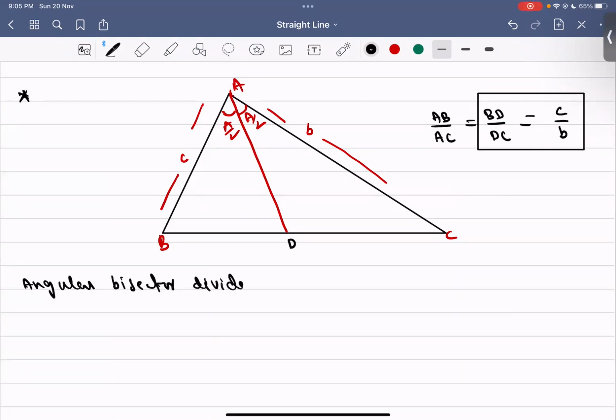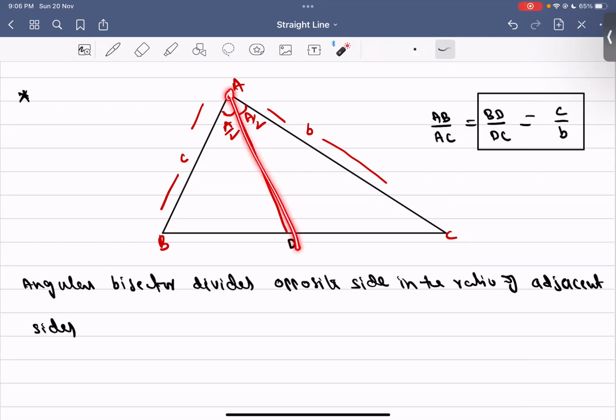From this you can write like this: angular bisector divides the opposite side in the ratio of adjacent sides. So this D, BD is to DC is equal to what? c is to b. Yes or no? The adjacent side ratio AB to AC is the same as the BD to DC ratio, which is c by b. That's why this D divides BC in the ratio of c is to b. This is the result.